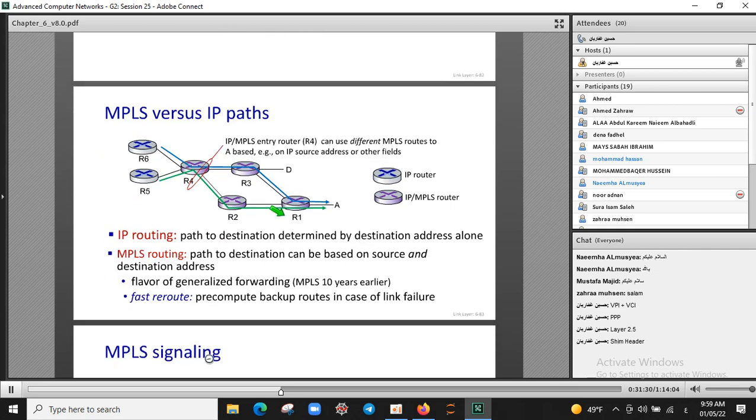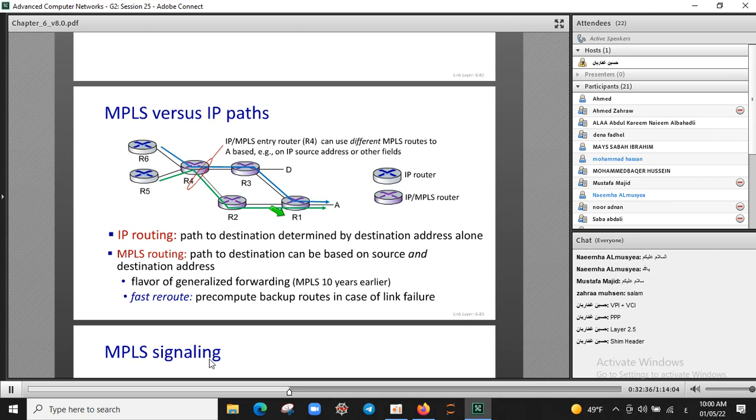But if I use MPLS, I can define those paths. Okay, for example, for the blue, we can say, okay, the blue flow should be forwarded from R4 to R3 and then R1. We made it clear. Okay, the route for the blue flow is R4, R3, and R1. And the green flow should be forwarded from R4, R2, and R1. I make it clear that those flows use different paths, different routes.